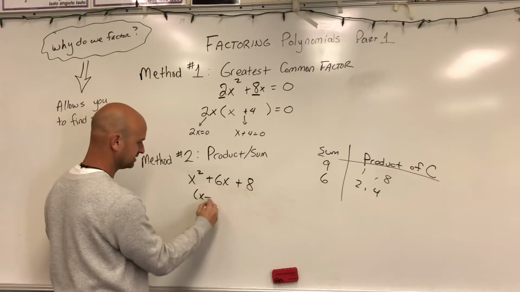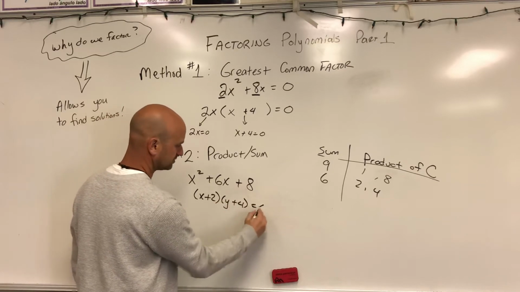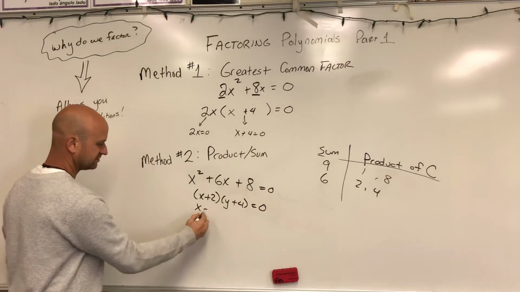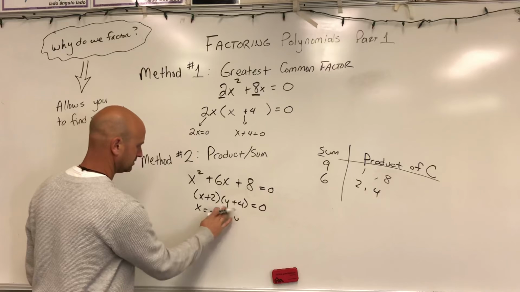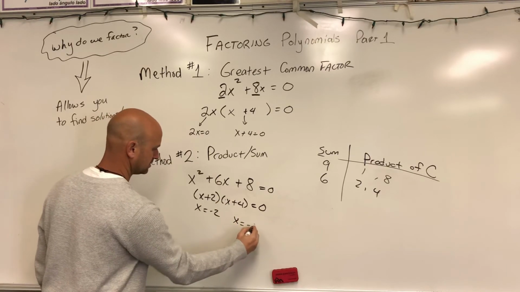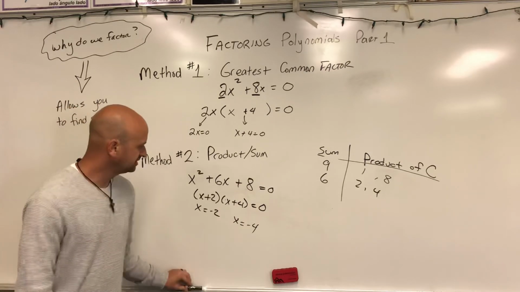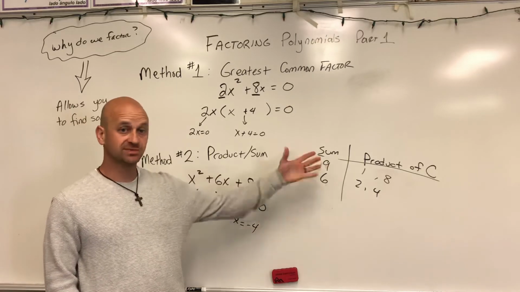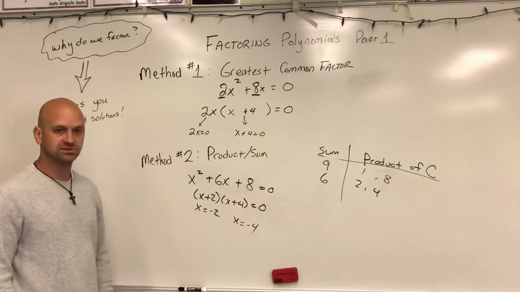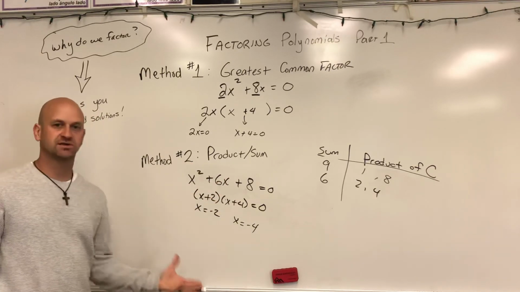So we have x plus 2, x plus 4. And then we would set that equal to 0, and now solve, and get our two solutions. Okay? Now, depending on how your problem is, this could be pretty quick or it might be more complicated, but one of the best ways to do that is to create a table off to the side, especially starting out.